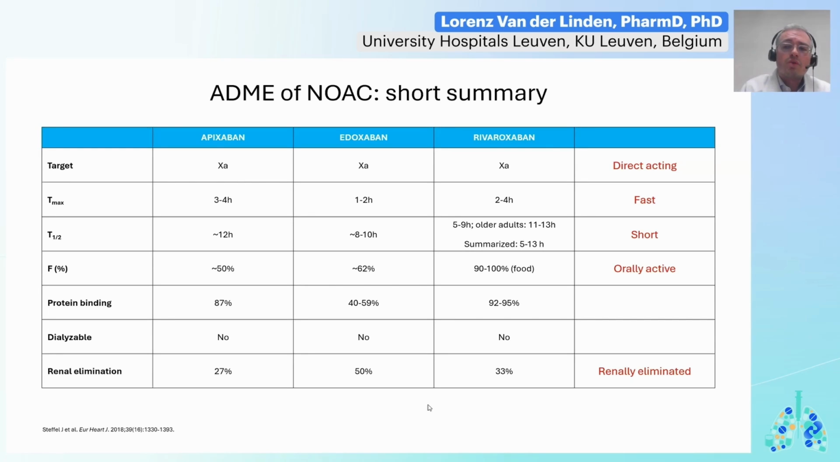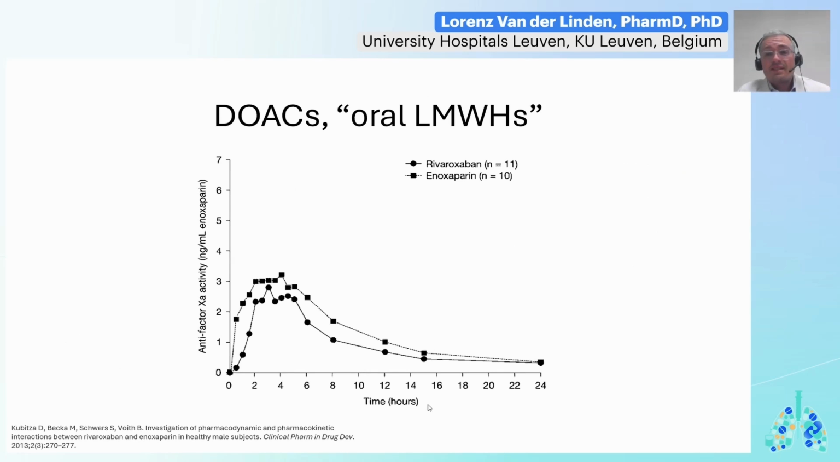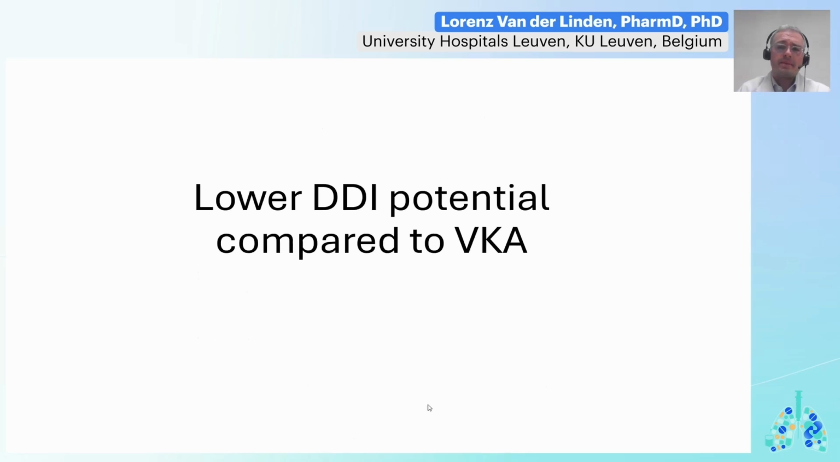And all of them undergo some degree of renal elimination. In that sense, you can consider them to be rather oral analogs to low molecular weight heparins. They kind of work the same way in our body. And these DOACs have a much lower drug-drug interaction potential compared to vitamin K antagonists, for sure, but it is not zero, particularly if you compare them to low molecular weight heparins.